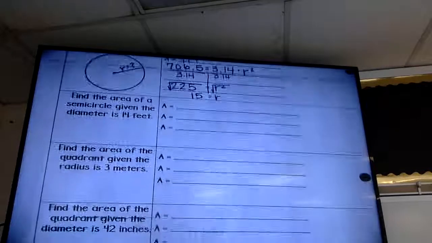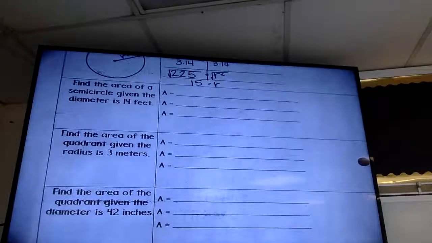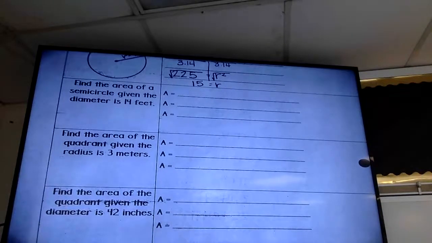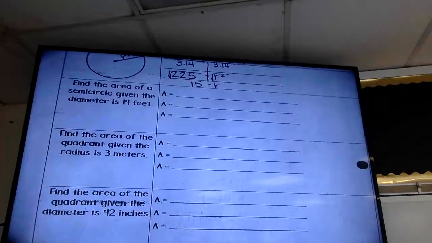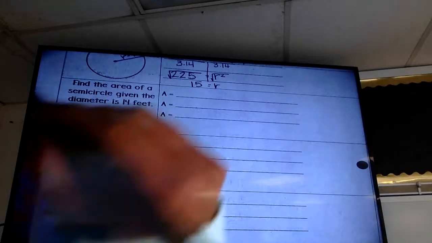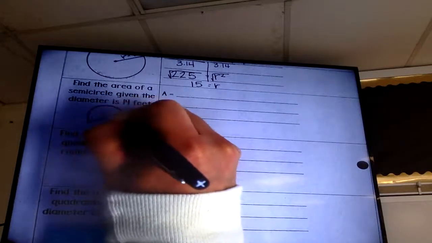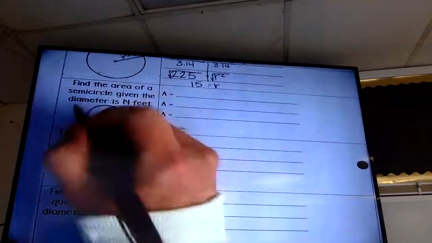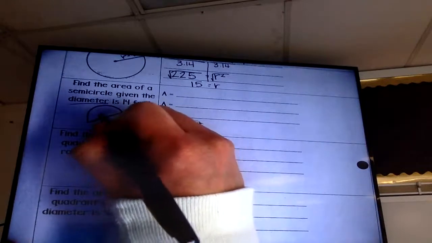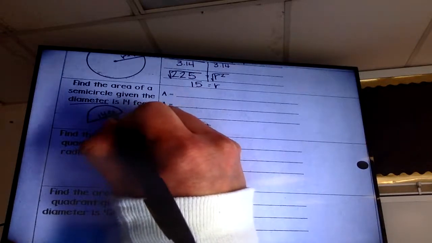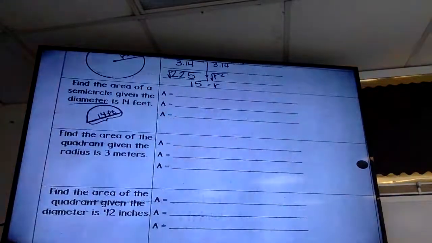All right, we have a couple more, and these are given to us in story problems. I always think it's a really good idea to draw a picture when I have a story problem, or when it's just written in words. It says, find the area of a semicircle given the diameter is 14 feet. So now we're talking about a semicircle, half of a circle. I know the diameter is 14 feet. Remember, diameter is all the way across.